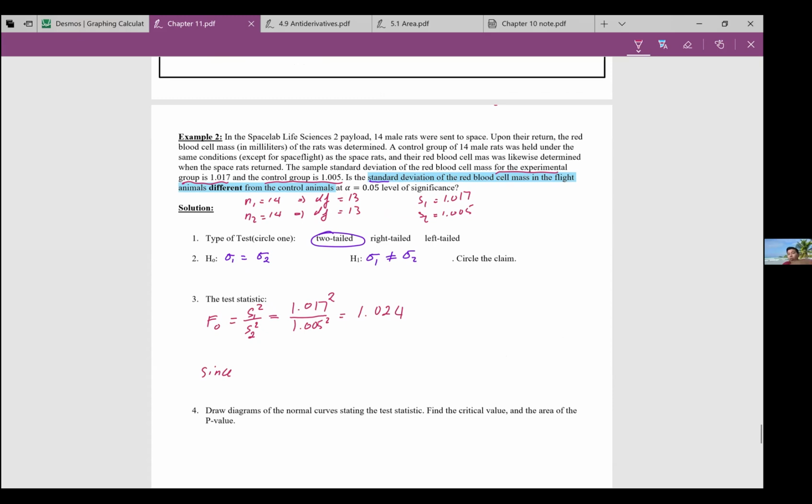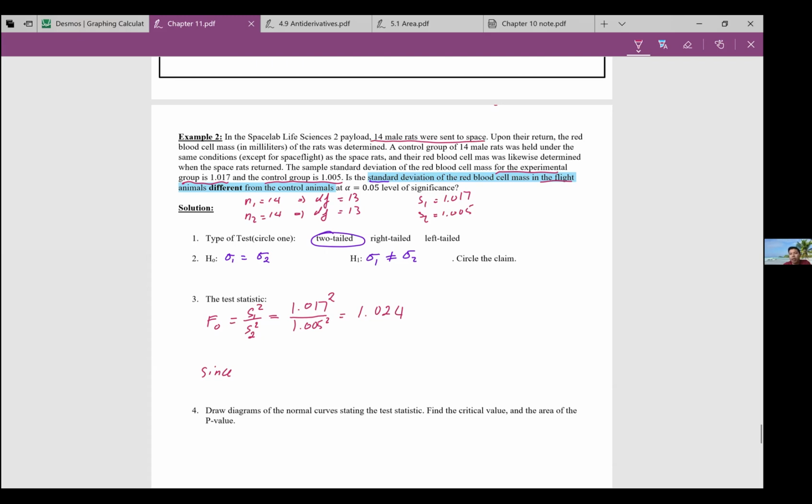So they always go in the order of the claim. They said the red blood cell of the fly is different from the control one. So the one mentioned first will always be the first sample in that order. Because if you notice in any stat problem, the first thing they mention is always the first sample, right?